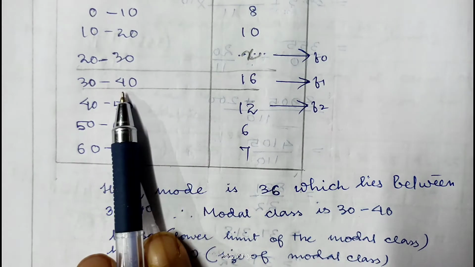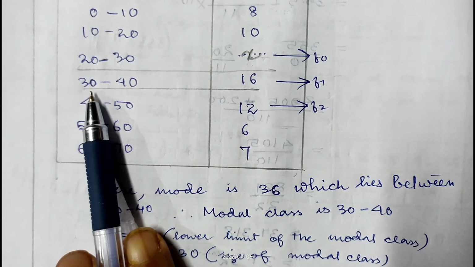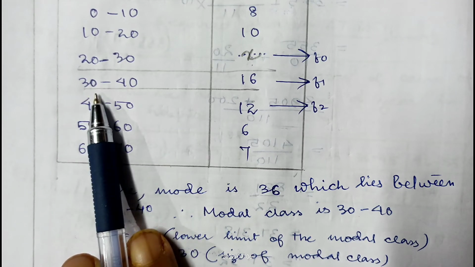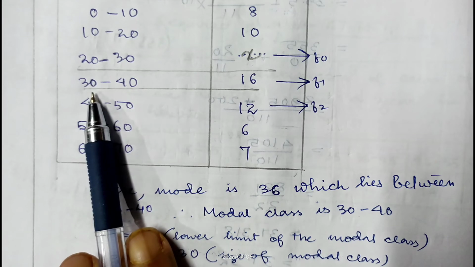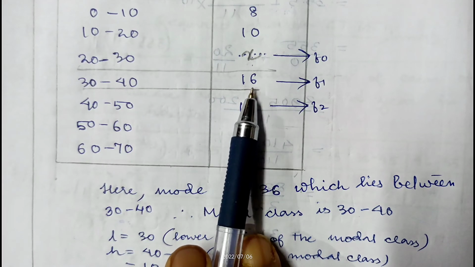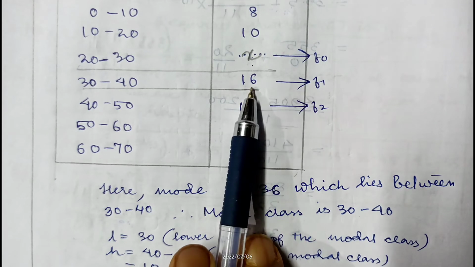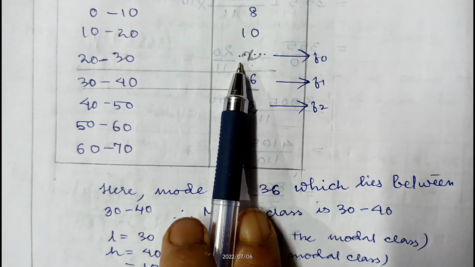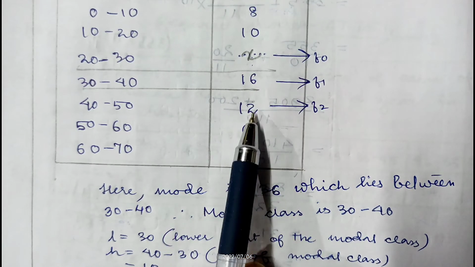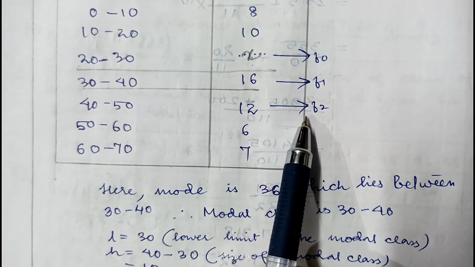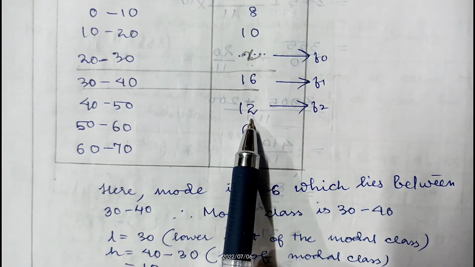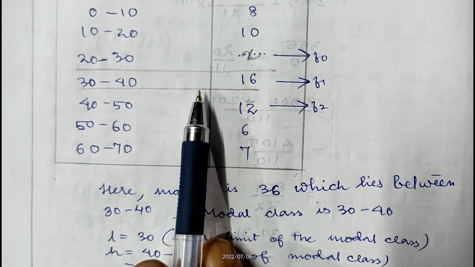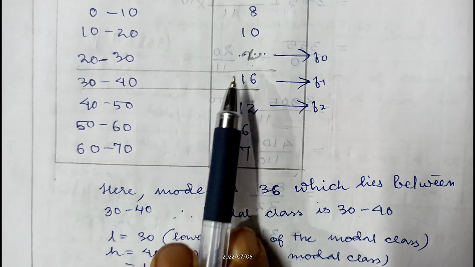Now if we take 30 to 40 as the modal class, this is the lower limit of the modal class, so L is 30. Here the class size or height of the class is 10 because 40 minus 30 is 10. This is F1, the frequency of the modal class, so F1 will be 16. Here x is the frequency of the class preceding the modal class, so F0 will be x, and the frequency of the succeeding class, F2, will be 12. With these values we have to find the value of x, and the mode is already known, which is 36.